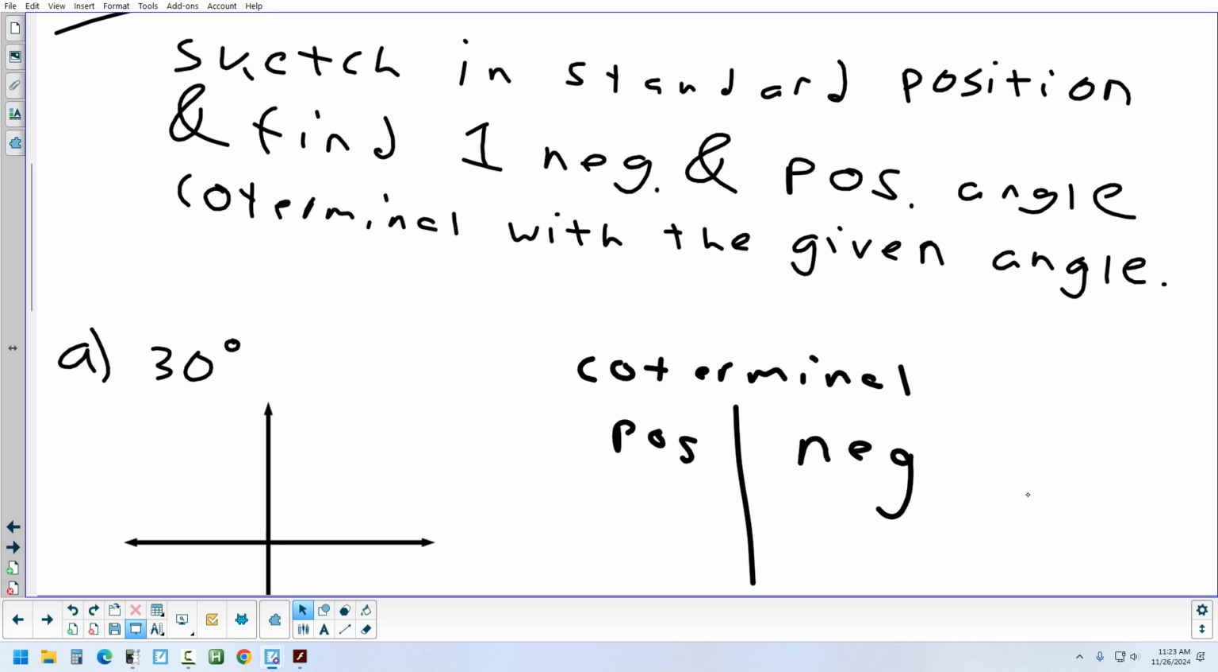So let's start with 30 degrees. They want it sketched in standard position. So what does that mean about the vertex? Yeah, it's the origin, no choice about that. Vertex is the origin. And what about the initial side? Yeah, it's on the positive x-axis. Initial side has to go right there.